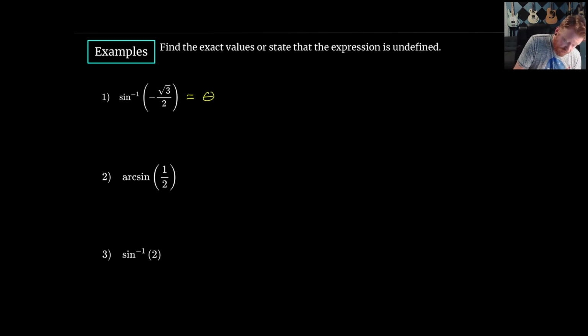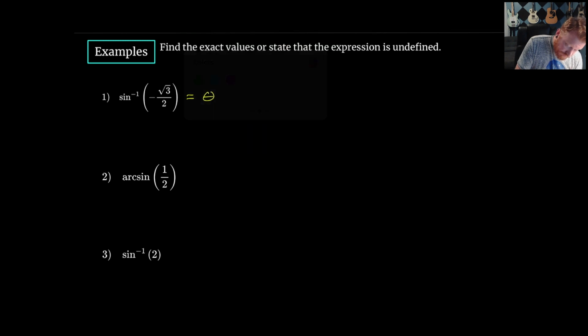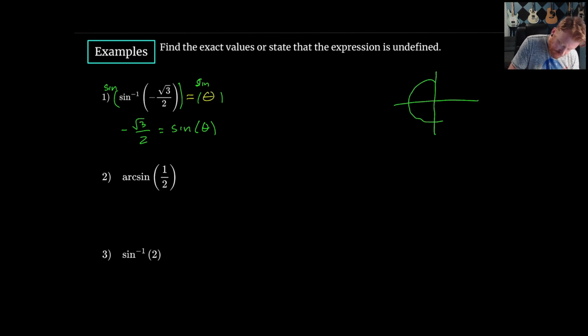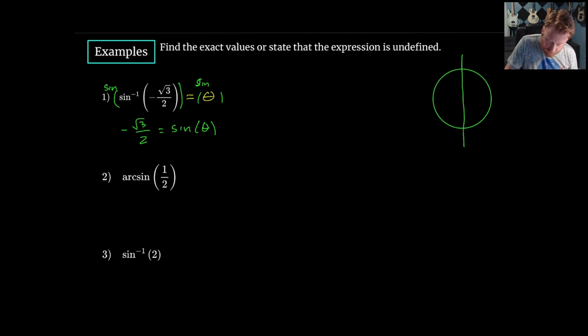And so what I could do is take the sine of both sides here. If I take the sine of this side and the sine of this side, then I will have that -√3/2 is equal to the sine of theta. And what we're trying to do is find this angle theta. So I'm going to draw a picture. You will notice that in this section we'll be drawing lots of reference circles, either unit circles or just circles. We won't think about them as unit circles, but they will still be helpful.